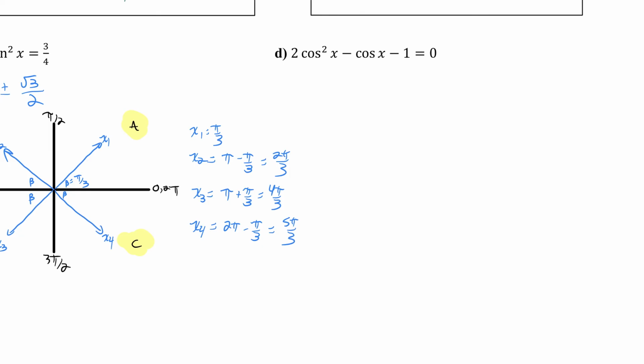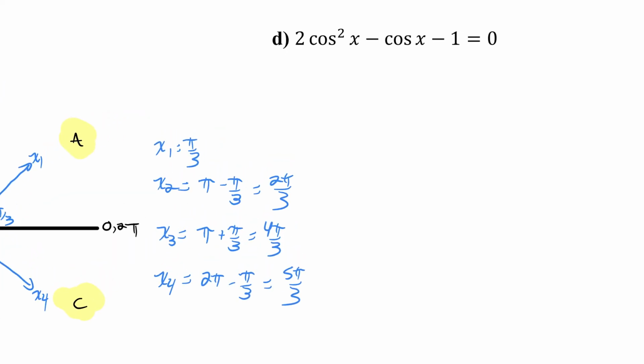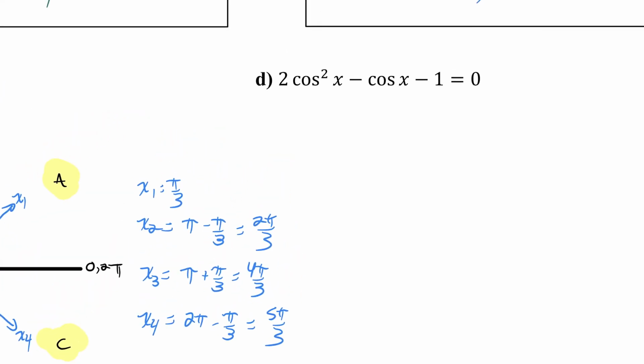My last question is a quadratic trig equation where I'm going to have to factor this. I notice I'm going to have to find numbers that have a product of a times c, so a product of 2 times -1, so multiplies to -2, and a sum of the b value, which is -1. The numbers that work are -2 and 1. So I split the middle term into -2 cos x plus 1 cos x.